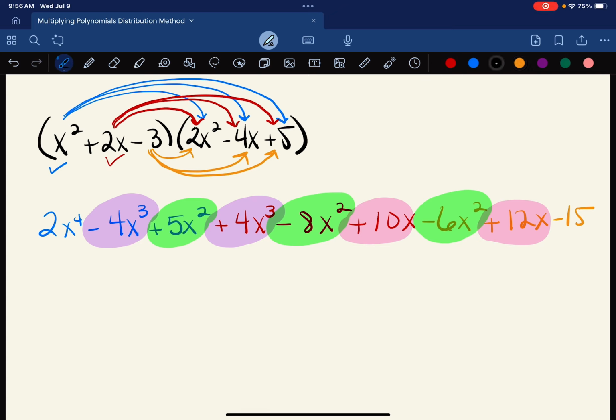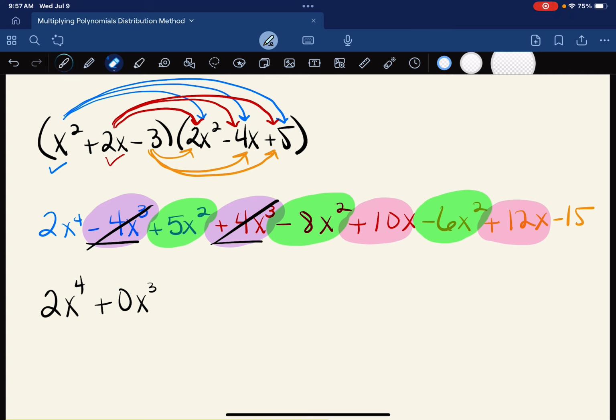So let's start with our variable term that has the highest exponent. So that's a 4 right there. So we have our 2x to the fourth power. So minus 4x cubed plus 4x cubed. Those two are exactly the same terms with opposite signs, so they cancel each other out. You can either put plus 0x cubed, but it is completely not necessary, and usually the standard way of writing would be to just leave that off. They cancel each other out.